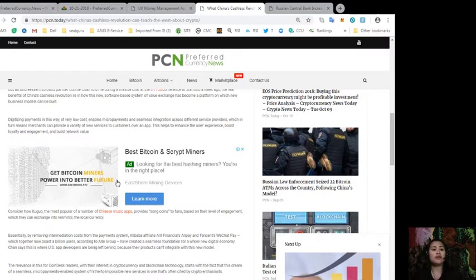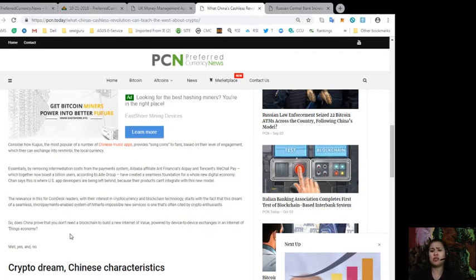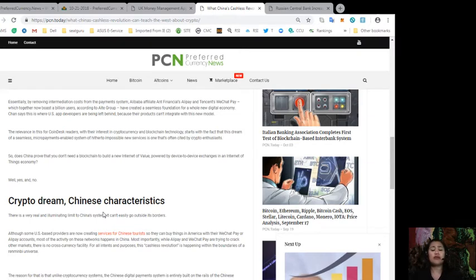The relevance of this for CoinDesk readers, with their interest in cryptocurrency and blockchain technology, starts with the fact that this dream of seamless micropayments enabled system of hitherto impossible new services is one that's often cited by crypto enthusiasts. So does China prove that you don't need a blockchain to build a new internet of value powered by device-to-device exchanges in an internet of things economy? Well, yes and no. Now, there is a very real and illuminating limit to China's system. It can't easily go outside its borders. Although some US-based providers are now creating services for Chinese tourists so they can buy things in America with their WeChat Pay or Alipay accounts, most of the activity on these networks happens in China.